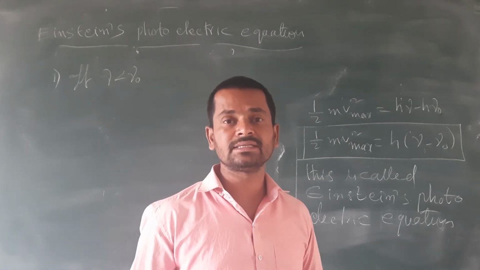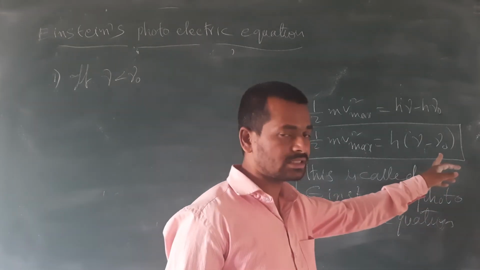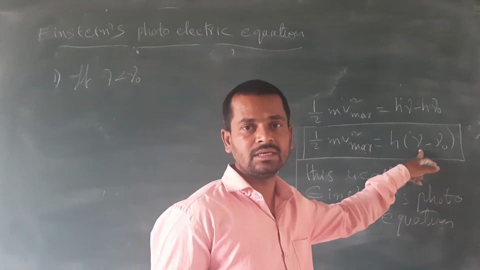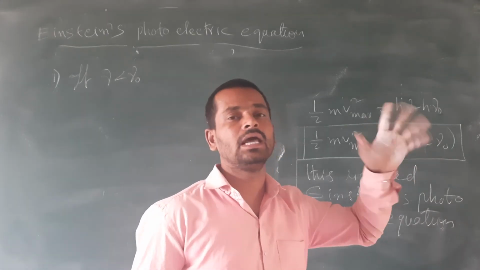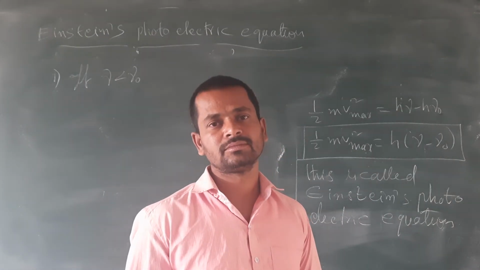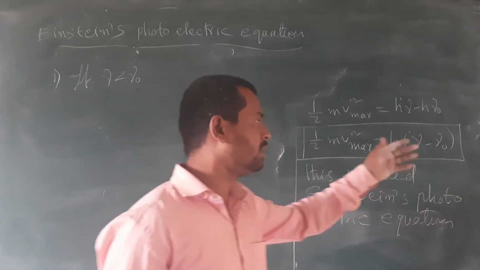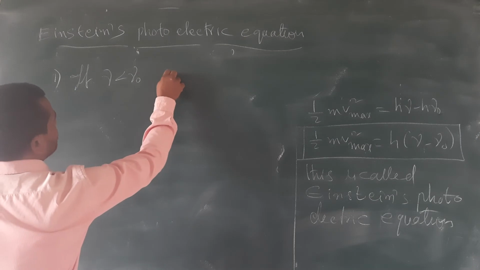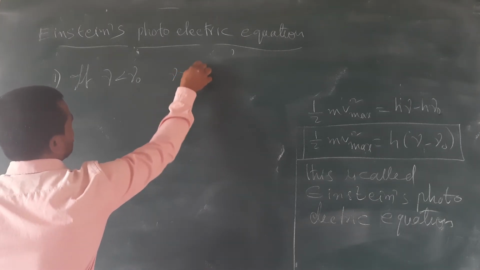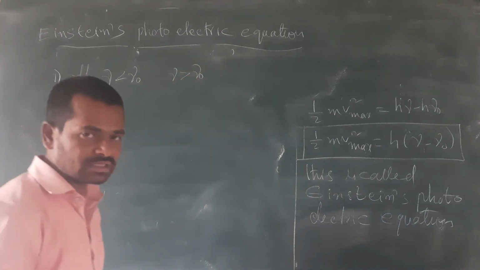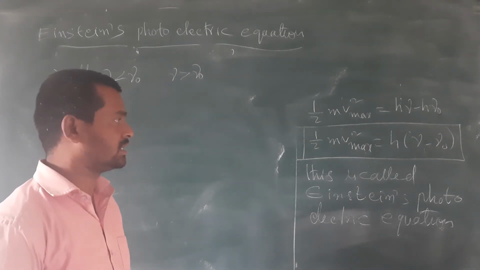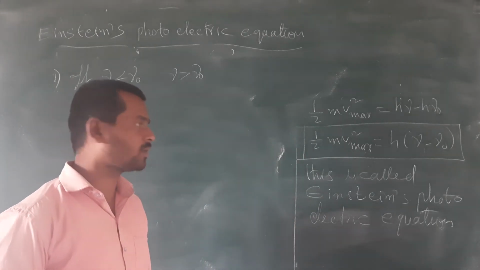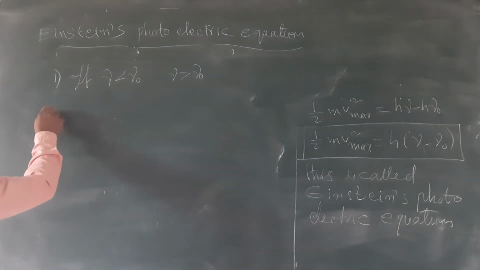So if the work function frequency is more than the applied frequency, then what happens? The electron cannot come outside. So it is not possible. If the electron is to come outside, what is the condition? The condition must be nu is greater than nu naught. When the applied frequency is more than the work function frequency, only then can the electron move. That is the meaning of this.